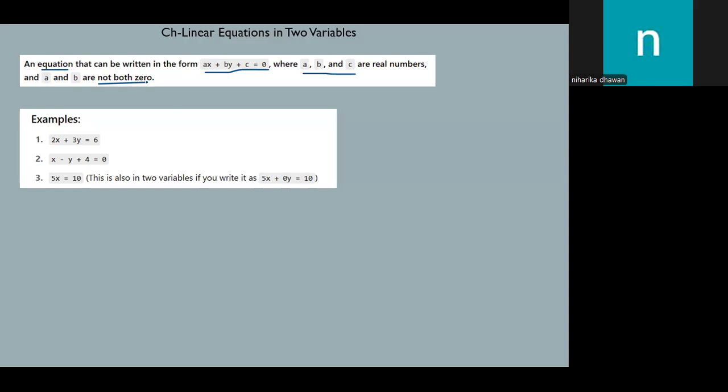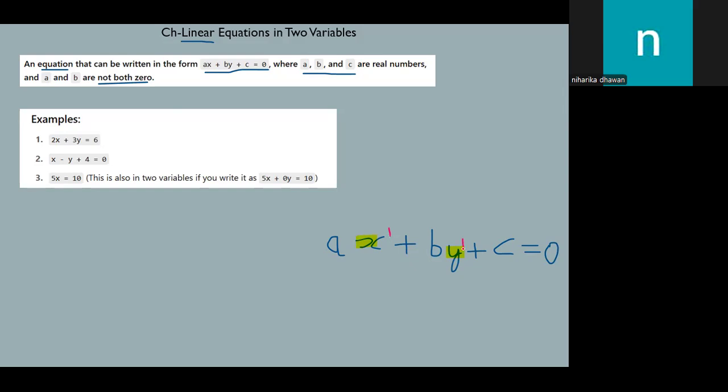Now the question arises why this equation is known as a linear equation in two variables. Linear means one. If I am talking about the equation of the form ax plus by plus c is equal to 0, in this equation, as we can see, the variables are x and y and their power is 1. The power of variables x and y is basically 1.